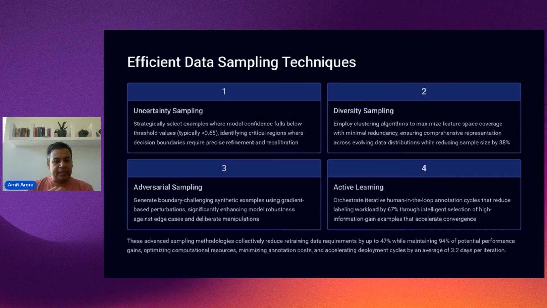And last but not least is active learning. Basically, selectively involving human annotators. All these techniques can help us reduce the labeling cost and retraining cycle significantly, right? So that's the goal of the retraining, and that's one of the advantages of retraining on a regular basis.